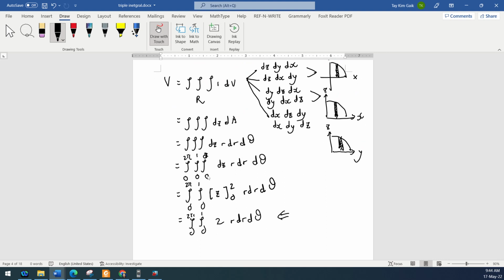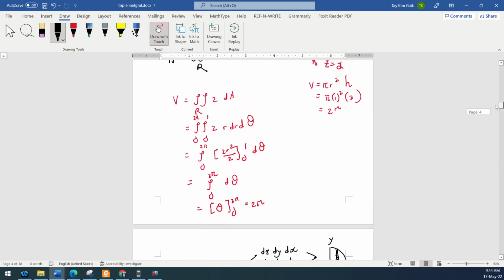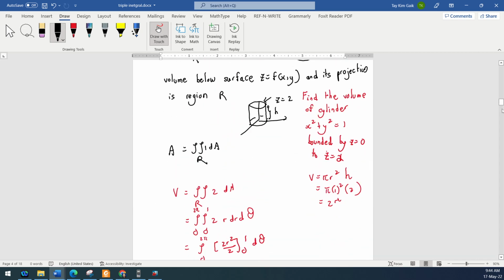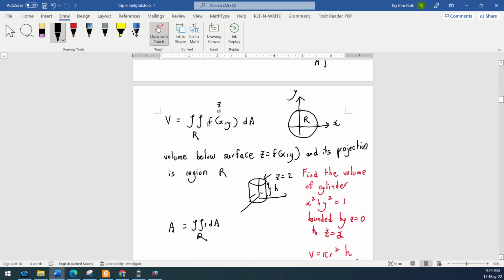because the upper limit is not necessarily on the xy plane, which is z equal to 0. It is not necessarily on z equal to 0. But if you use a double integral, the volume upper limit is always bounded by z equal f(x,y), and the lower limit is on region R, which is on z equal to 0. So this is one difference between the double integral and the triple integral.